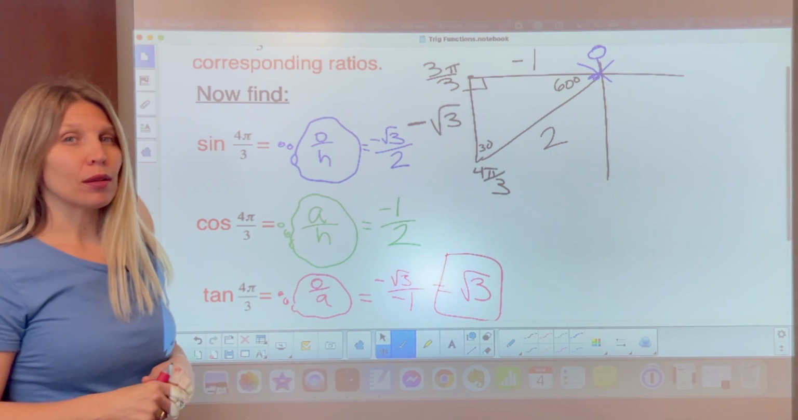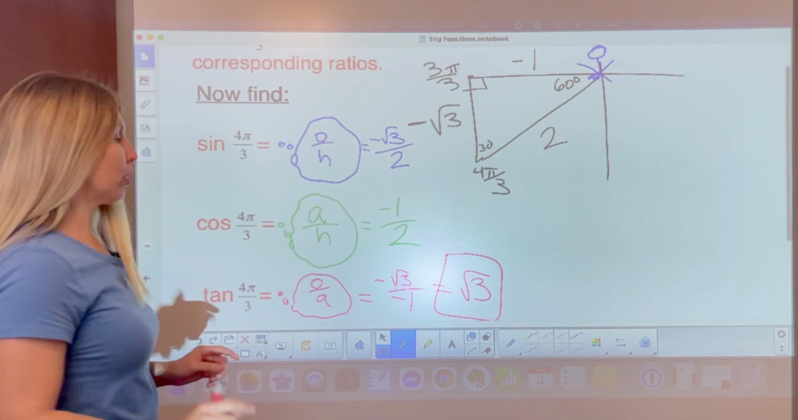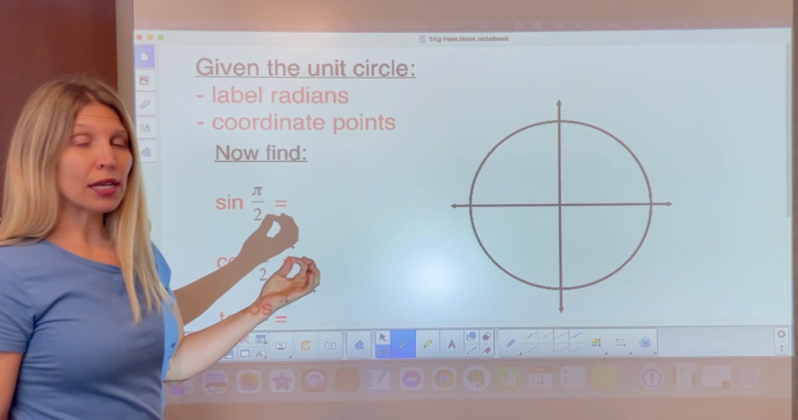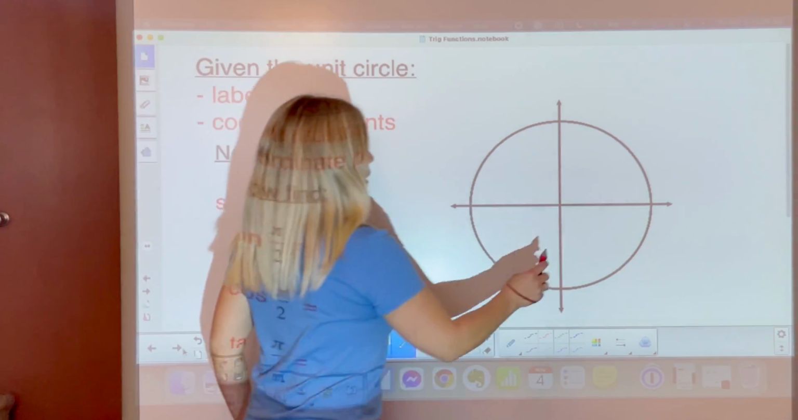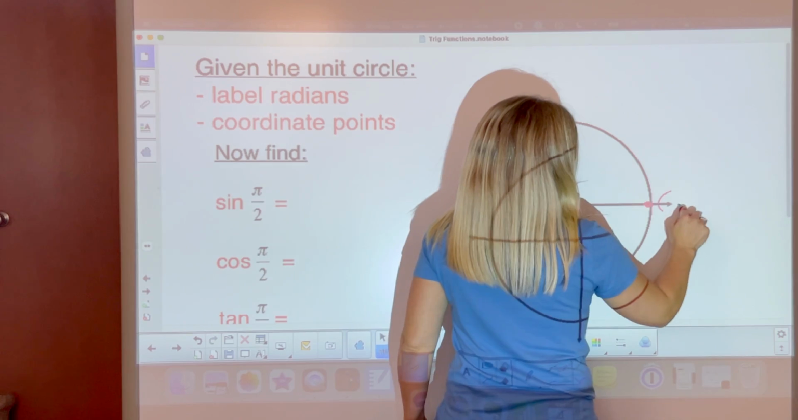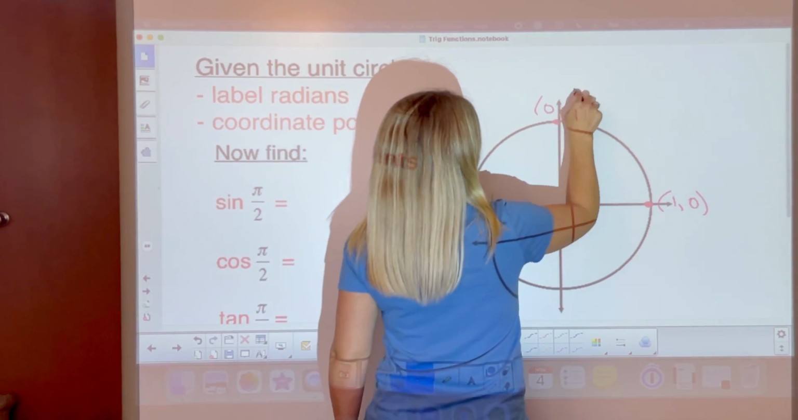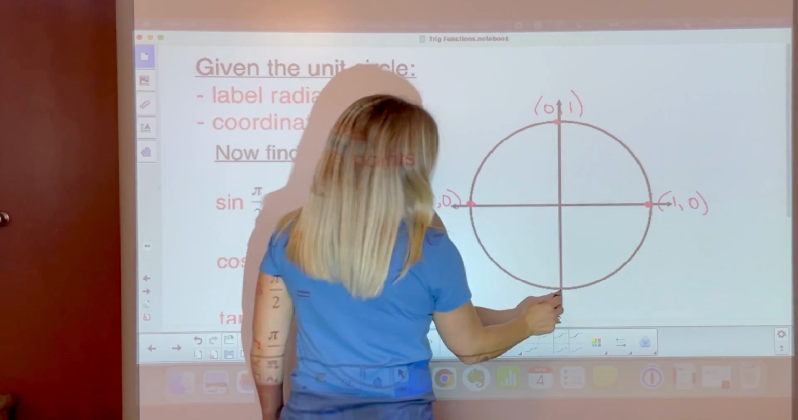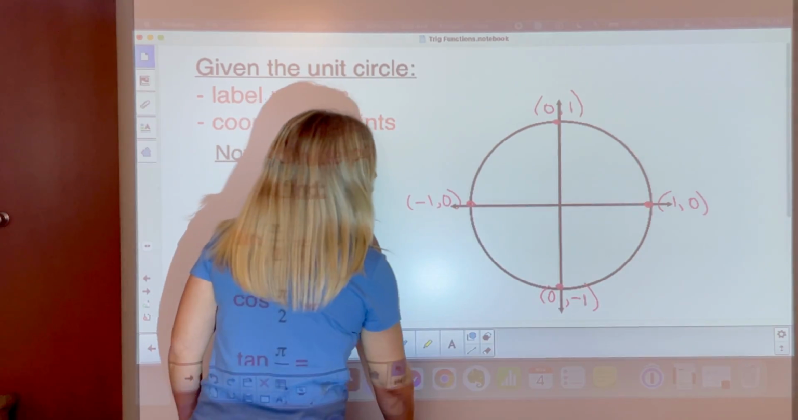Now, let's try something that is maybe a little different, or that you can't draw a triangle with. So we're going to go back to the unit circle real quick. I want you to label all of your coordinate points and all of the points in radians. So this point over here is 1, 0. Up here, 0, 1. To the left, negative 1, 0. And to the bottom, 0, negative 1, right? These are just our x, y values.